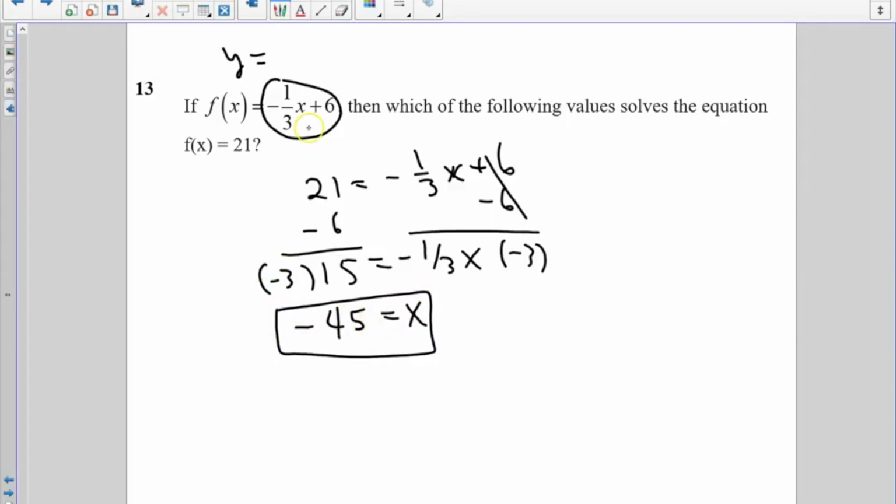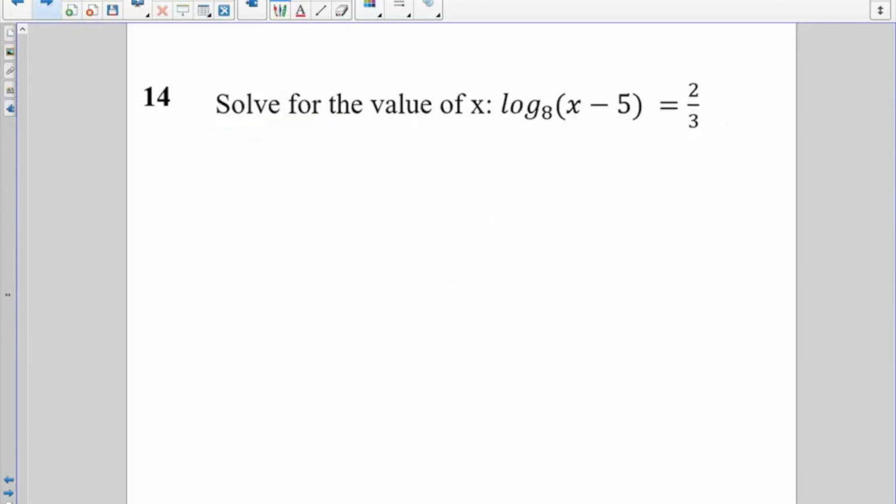And to verify it, I can plug my negative 45 in for x, hit enter on the calculator, and make sure I get 21. Next one.